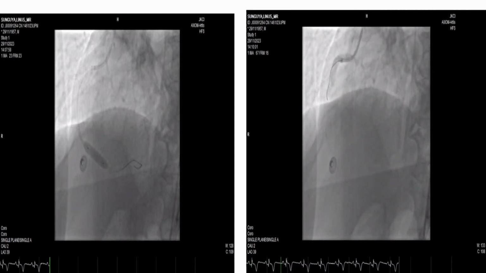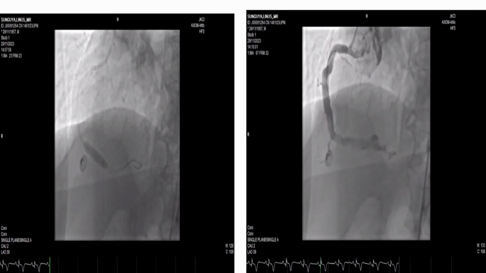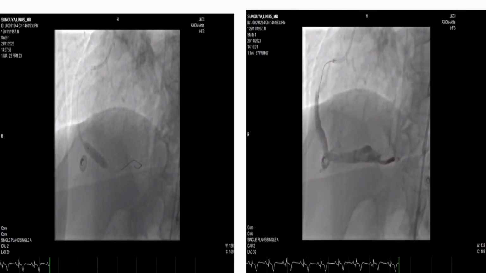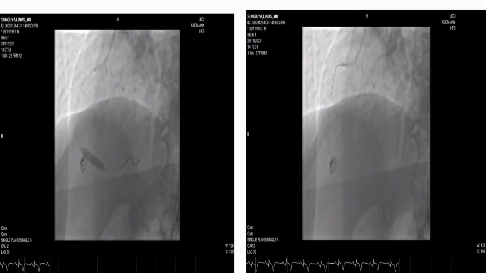And this was the final result after getting the flow back. But if you look at the coronary, it looks more like an SFA in a lower limb than a coronary artery. The patient was asymptomatic after 24 hours, with completely no chest pain, and the patient was discharged.